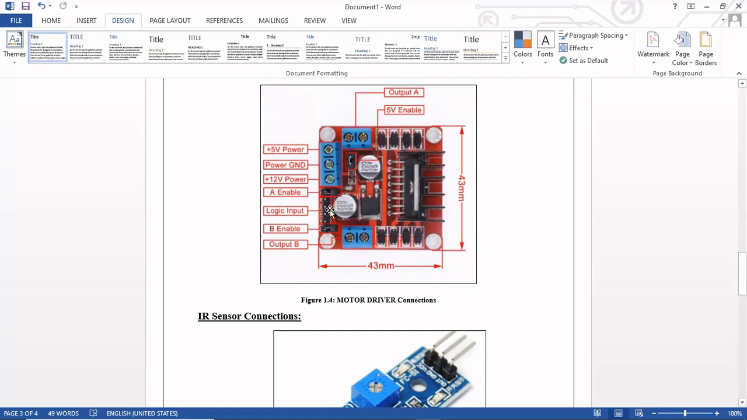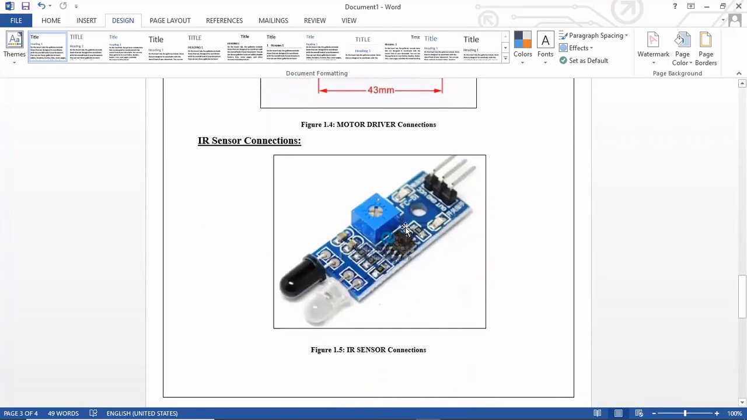Then there are these four pins. These are for the outputs of the MUX ICs. If we want to rotate our motor in the clockwise direction, we are using the first and third, and in the anti-clockwise direction, we are using the second and fourth pin for the output of the ICs. So these are the connections of the motor driver.